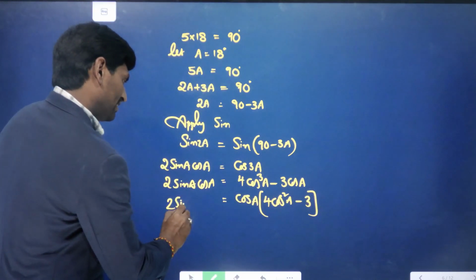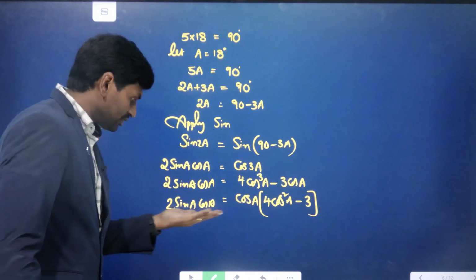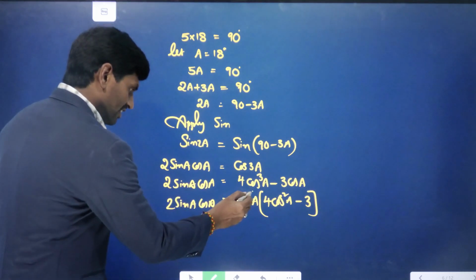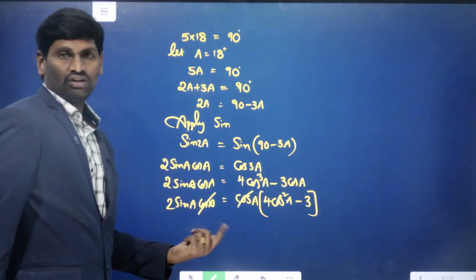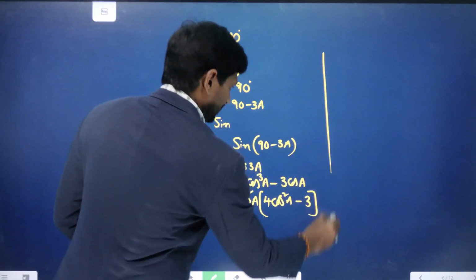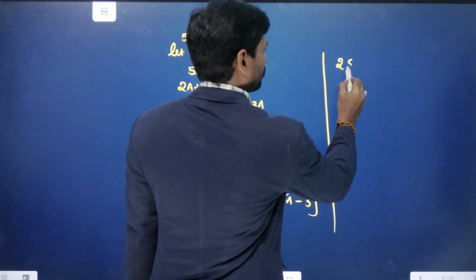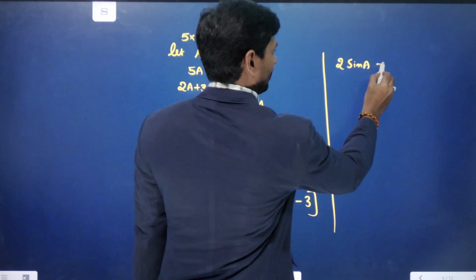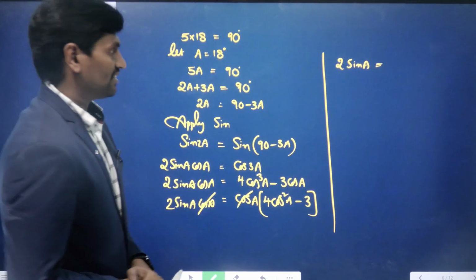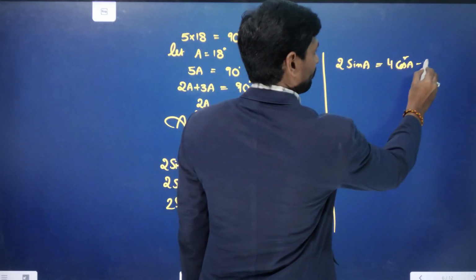So on the left hand side we have sin A cos A, that means sin A is multiplying. When you transpose this, it divides, so numerator cos A and denominator cos A cancel. Before transposing only, we can cancel like this. That is nothing but we have 2 sin A equals 4 cos square A minus 3.